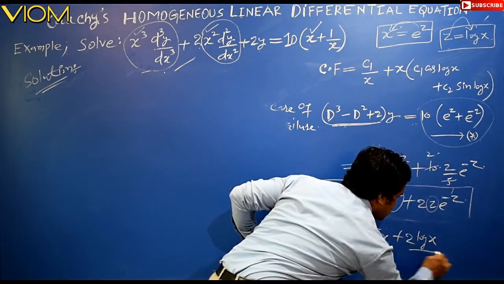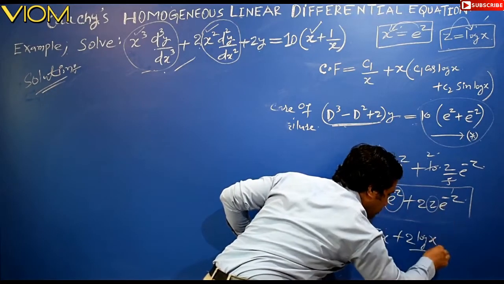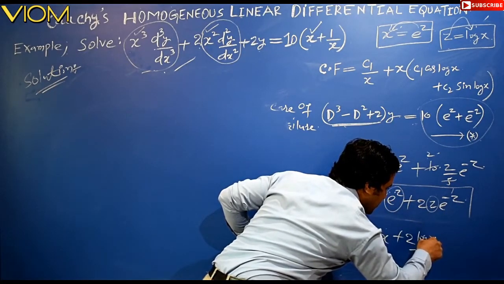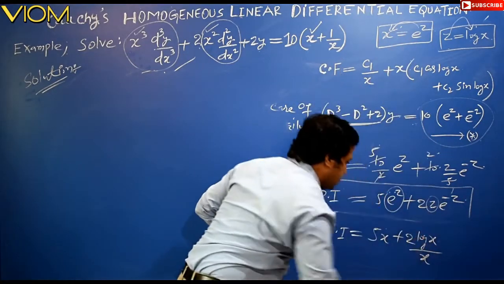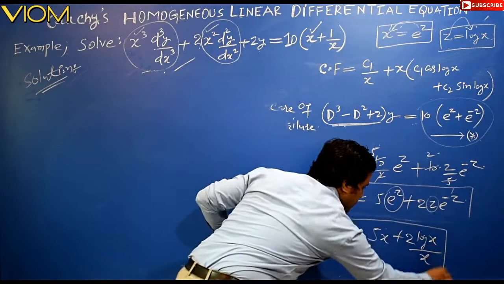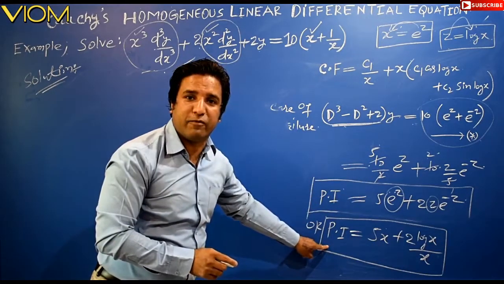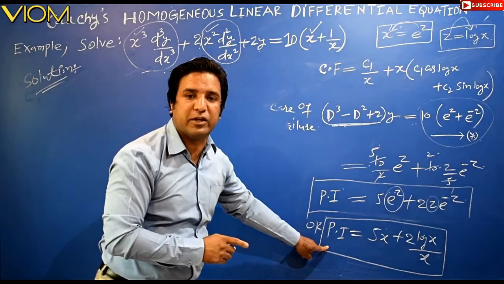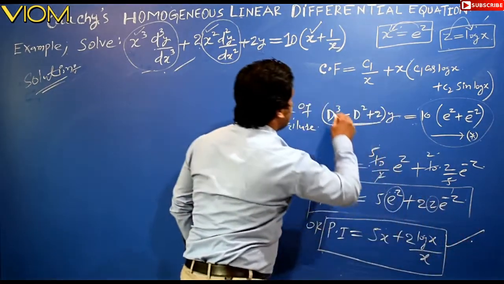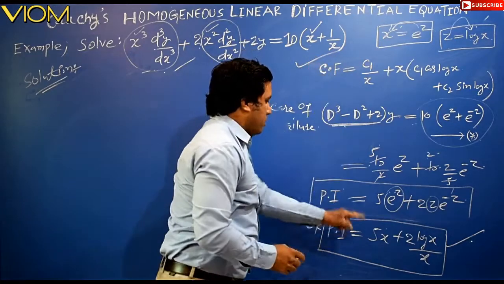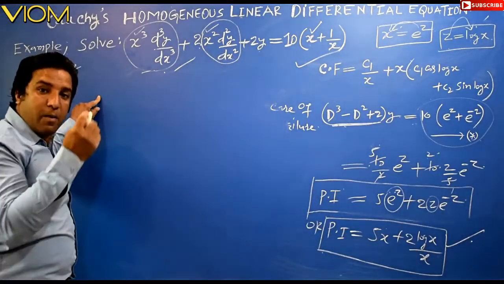Then e raised to the power of minus z, I can take in the denominator, it becomes 1 divided by e raised to the power of z, but e raised to the power z is x. So in the denominator I can write x. This is the required particular integral for the given differential equation. So I combine this particular integral with the complementary function, so we can get a complete solution.